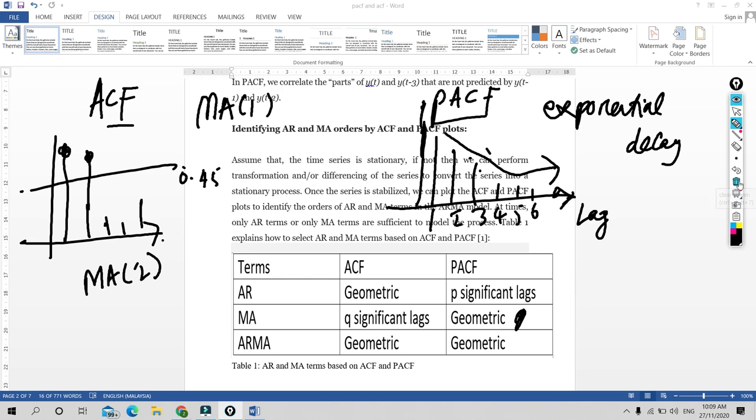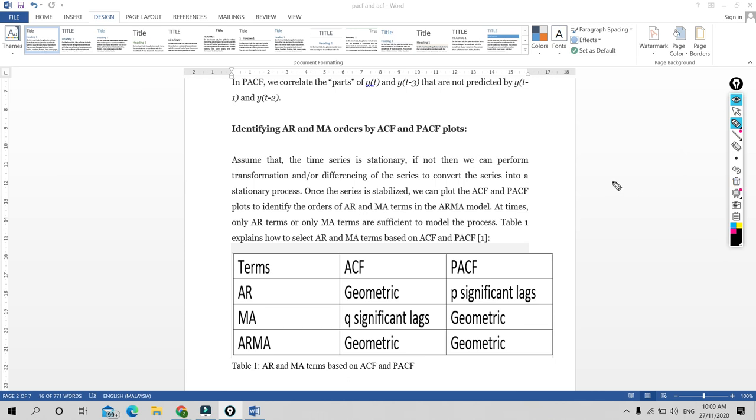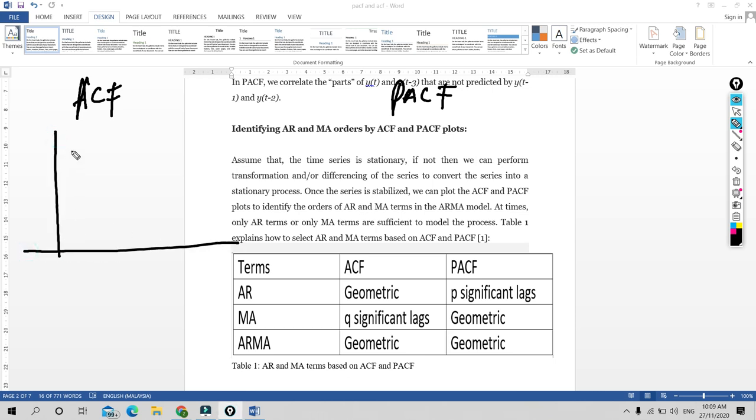Paham? Any response? Faham. Faham. Okay. So ini table ya untuk menentukan sama ada apa model yang digunakan. You can use this table.